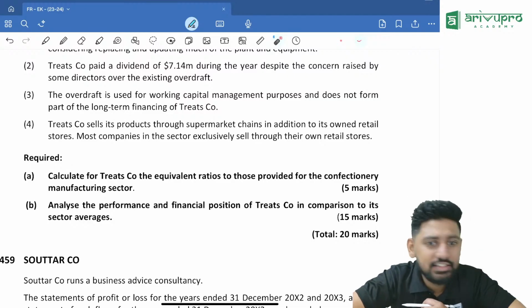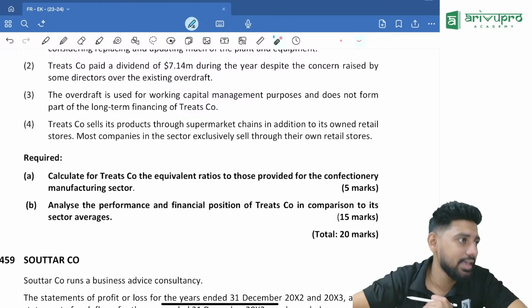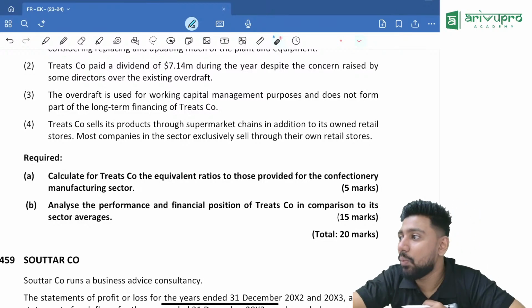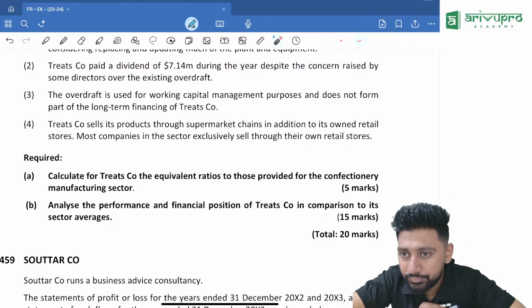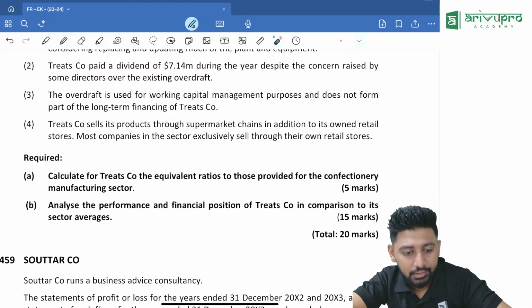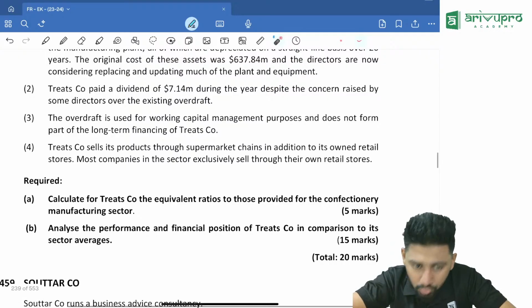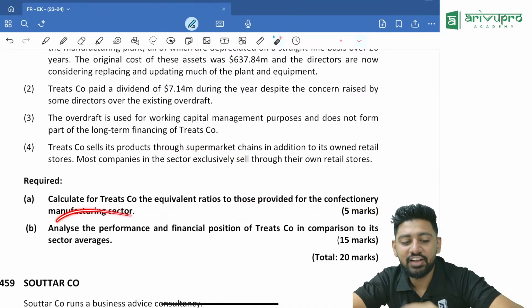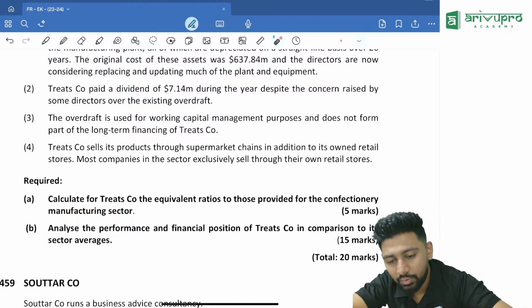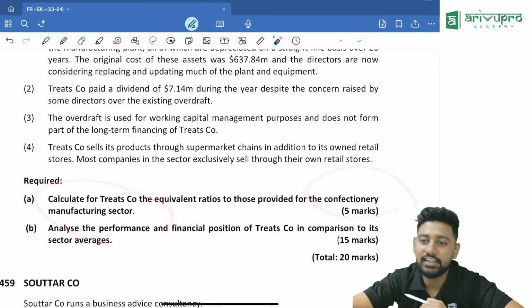There's been an increase in GP margin. Yes, why? We are going to give why as a main response in the exam. Are we clear? Superb. Okay. So calculate for Treats Co the equivalent ratios to those provided for the confectionery manufacturing sector. So here once again there is a manufacturing sector.